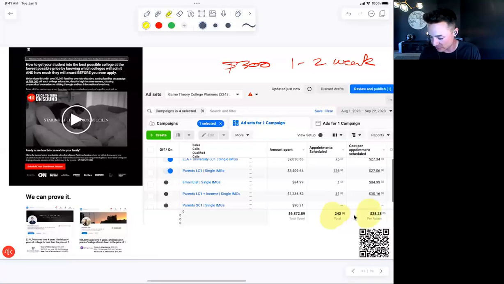And look at their cost per qualified call. Instead of paying $280 to $300, they're spending $30 cost per call.